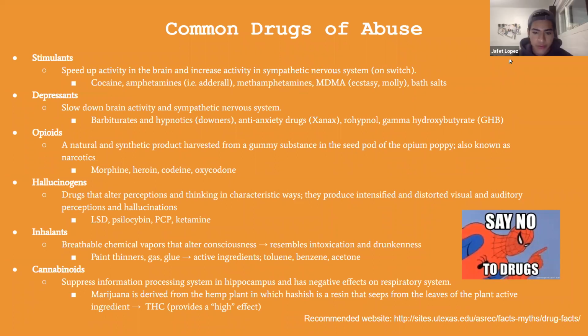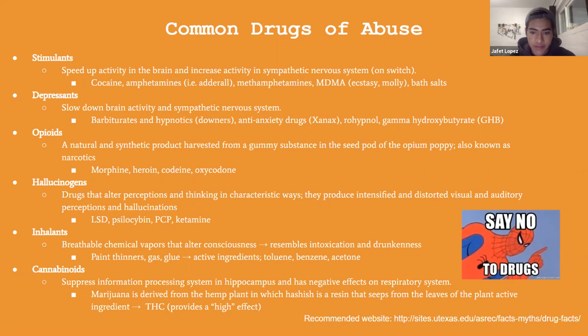Common drugs of abuse are usually classified as the following. Stimulants are drugs that speed up the activity in the brain and increase activity in the sympathetic nervous system. A commonly known example of this is cocaine. Depressants slow down brain activity and the sympathetic nervous system. Examples are anti-anxiety drugs and GHB.